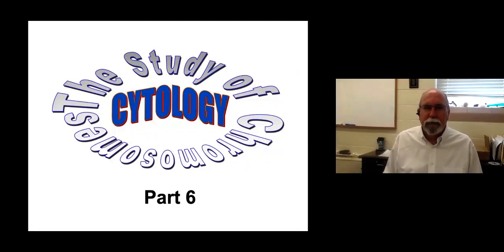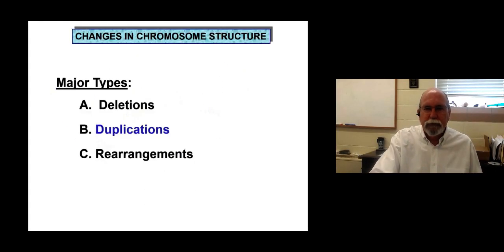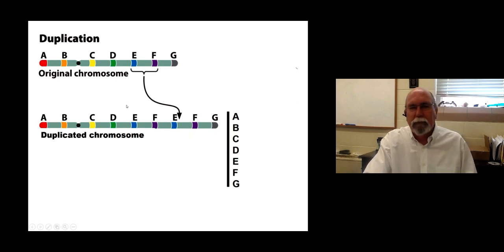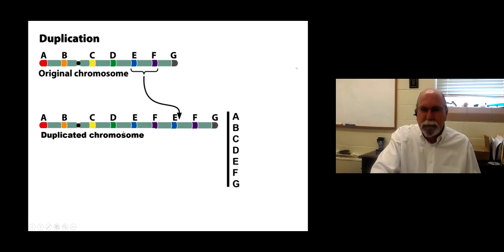The second of our lectures on the change in chromosome structure. And in the first one, we looked at deletions, and now we're going to look at duplications. So duplication is exactly what it sounds like. It is a situation where some part of a chromosome is duplicated. It may be major parts of the chromosome, or it can be just a very, very tiny part. They're called micro duplications.